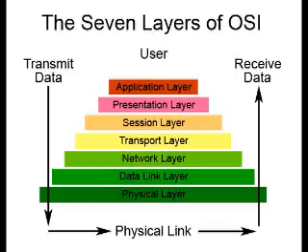Layer 1, the physical layer. These frames are now referred to as bits. The physical layer is concerned with any physical devices on a network, such as the cables. It also transmits and receives data.